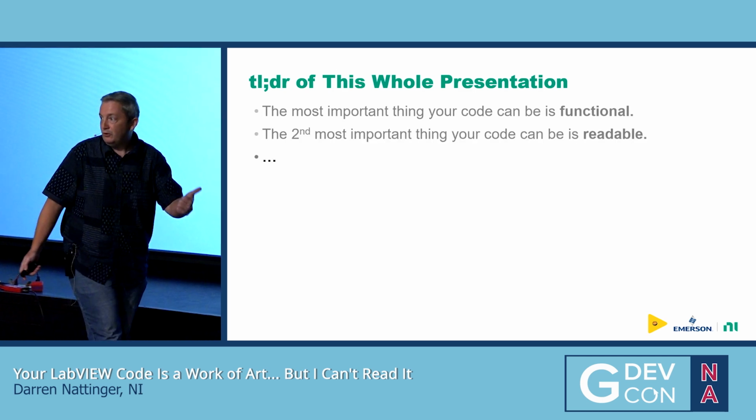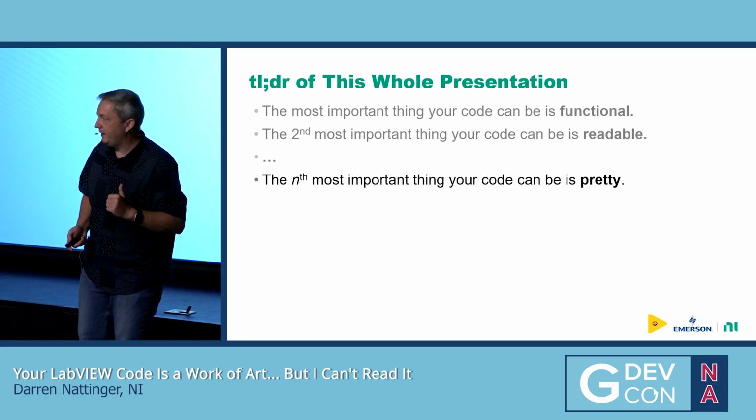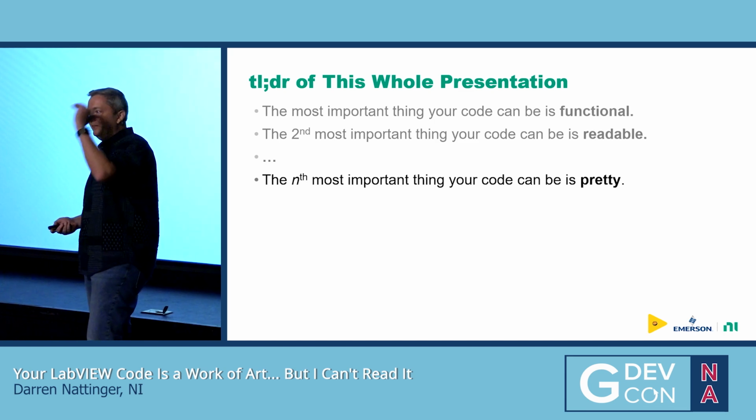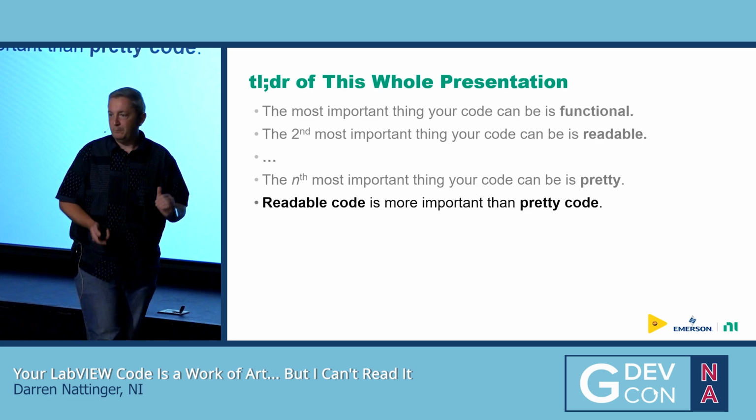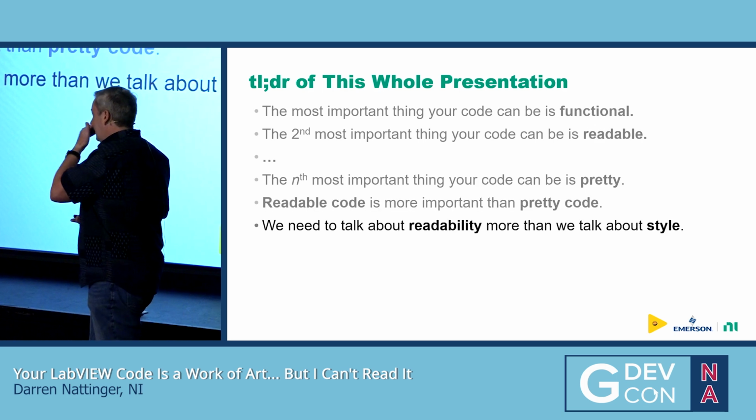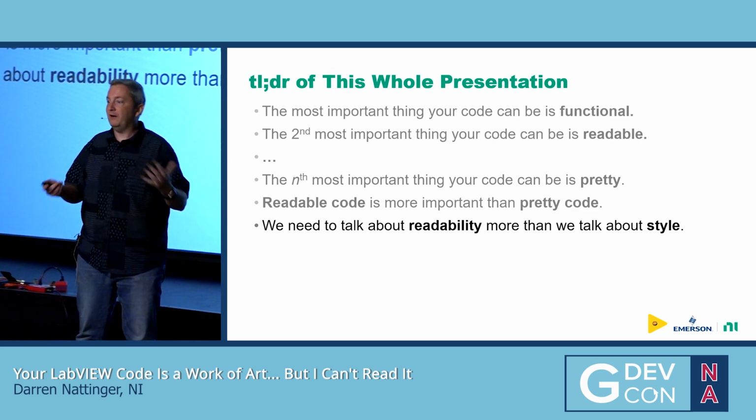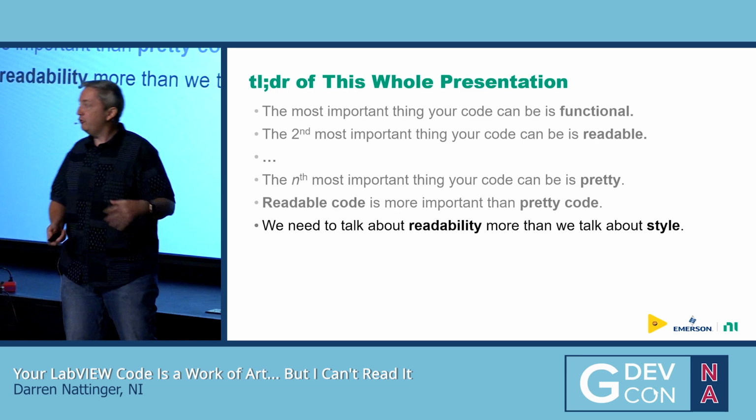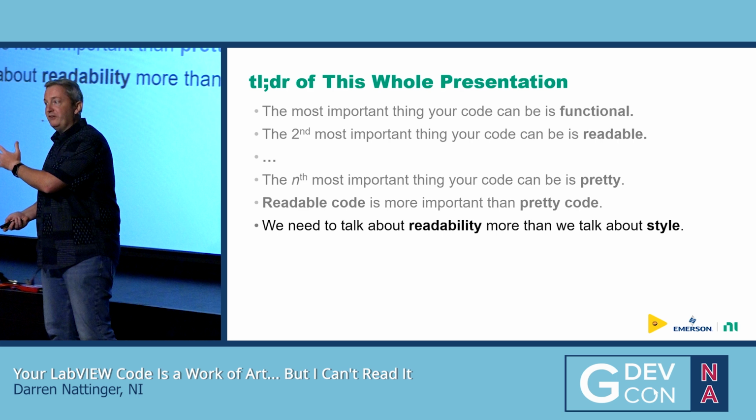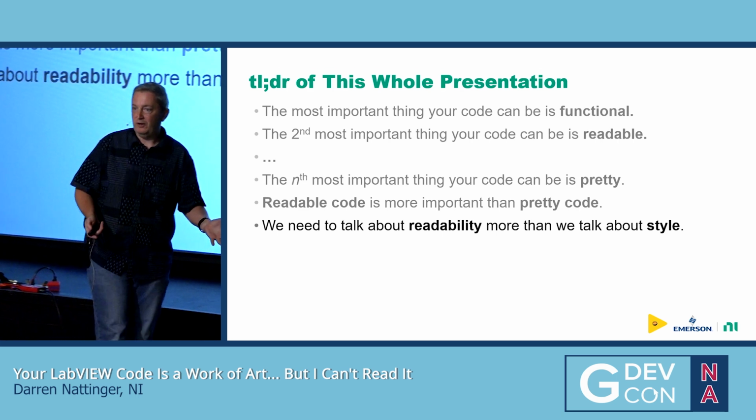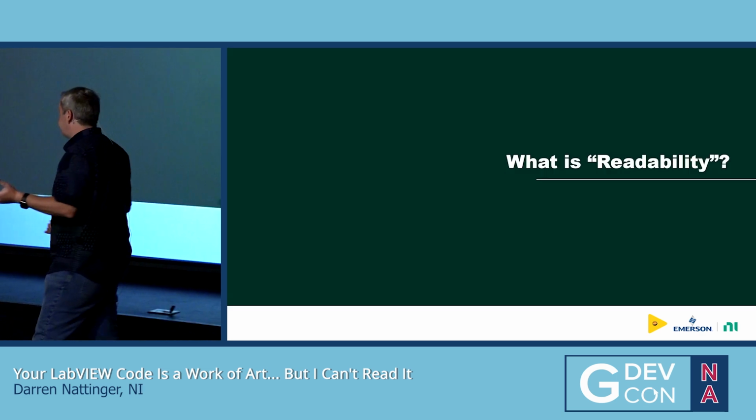It could be debuggable. It could be testable. Somewhere in that list is your code can be pretty. But that's lower than your code can be readable. Readability is the most important thing your code can be after being functional. And I would like for us to start talking about readability more than we talk about style. In the previous slide, I showed you a pretty diagram that was not very readable. As we go on in the presentation, I'm going to show you more pretty diagrams that are not readable and ways that we could be writing our code to be more readable.